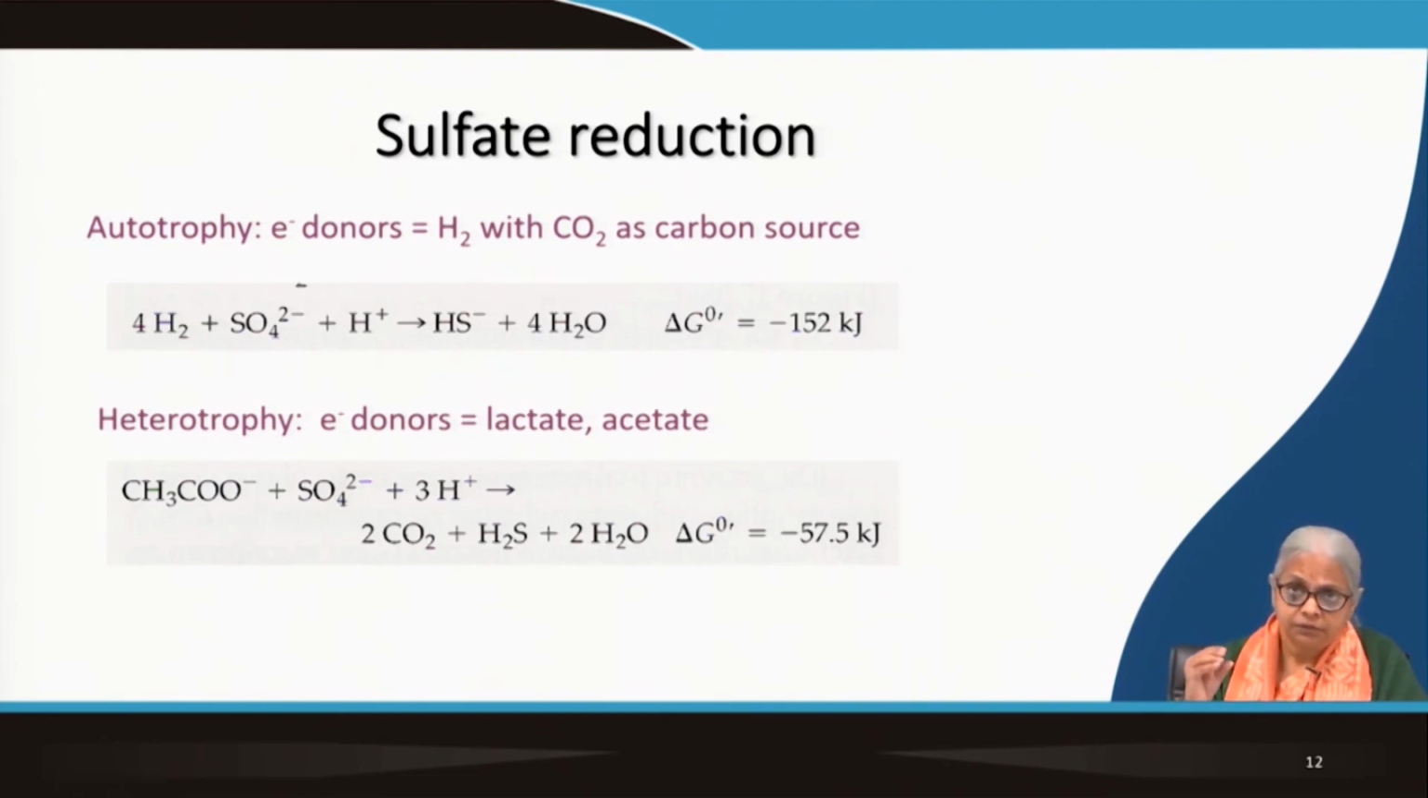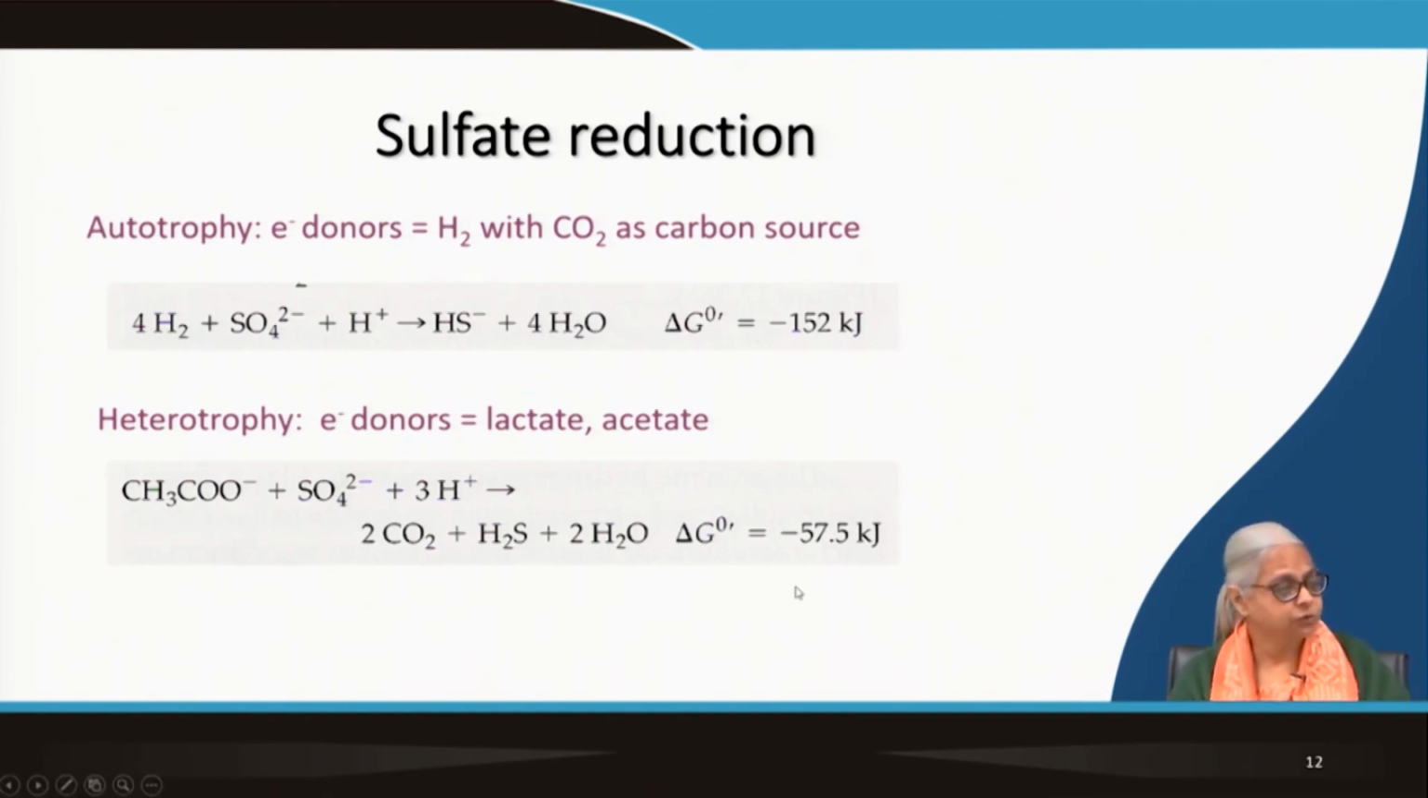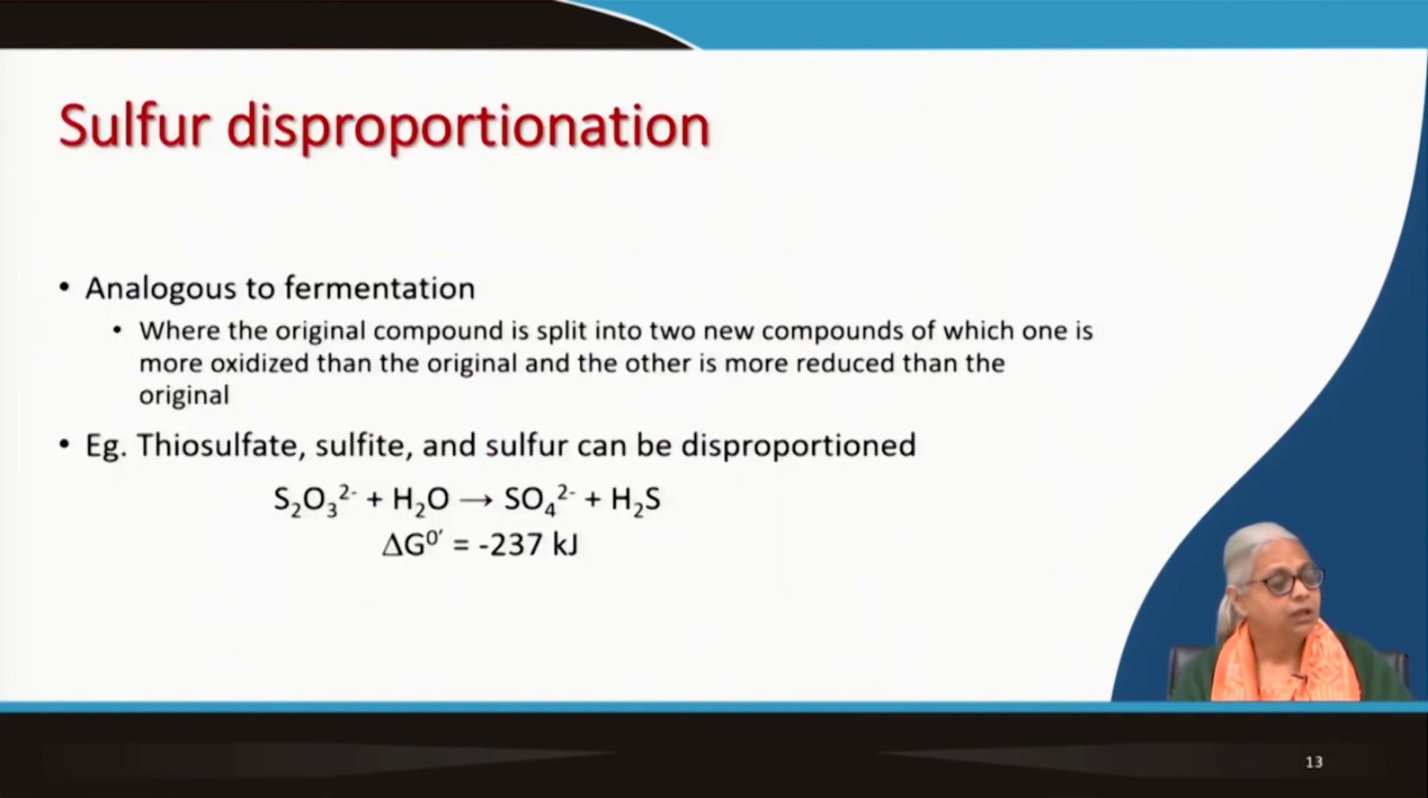Whether you have sulfide or sulfate, if you have sulfate, it's going to get converted to sulfide. So that's what is possible. So these are some of those examples. Then we have sulfur disproportionation.